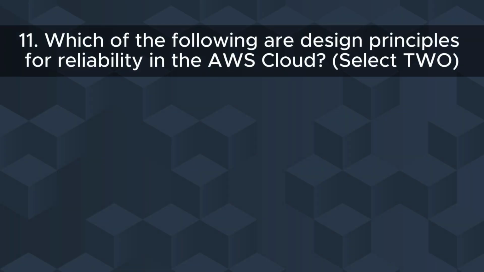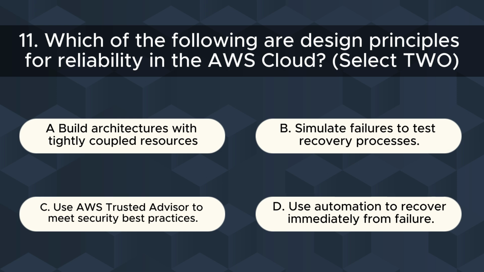Which of the following are design principles for reliability in the AWS Cloud? Select 2. The 2 design principles for reliability in the AWS Cloud are: B. Simulate failures to test recovery processes. D. Use automation to recover immediately from failure.